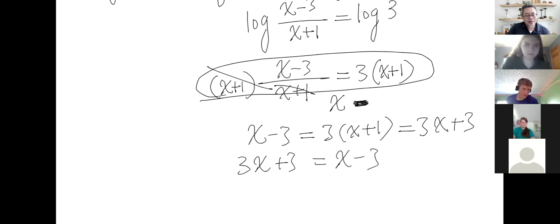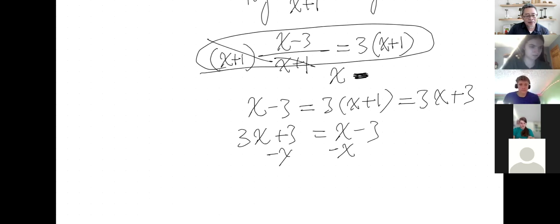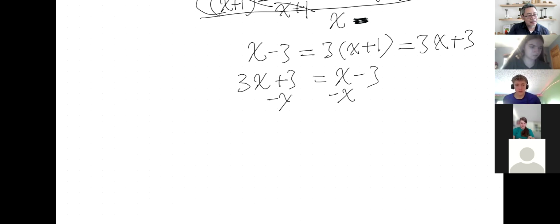I think I have an answer. Not 100%. Minus x on both sides. What do we got? That's where I'm confused, because it's 3x on one of them. I don't know what to do with that. Do I just leave it?